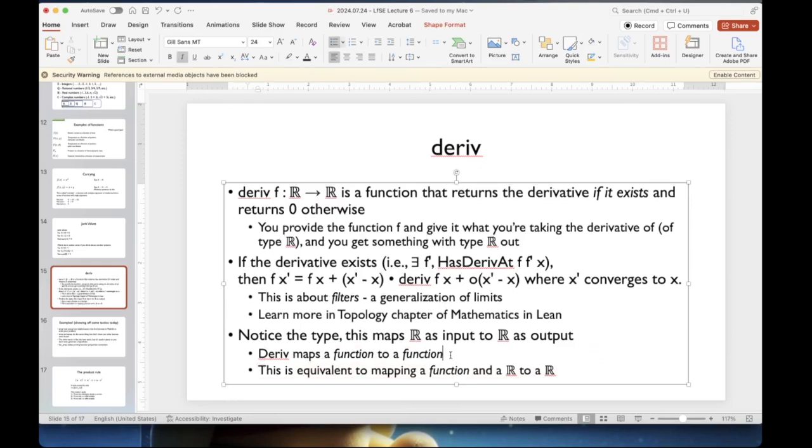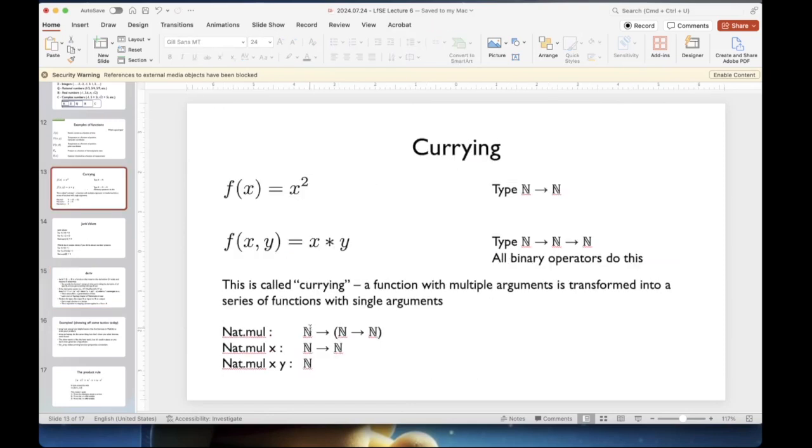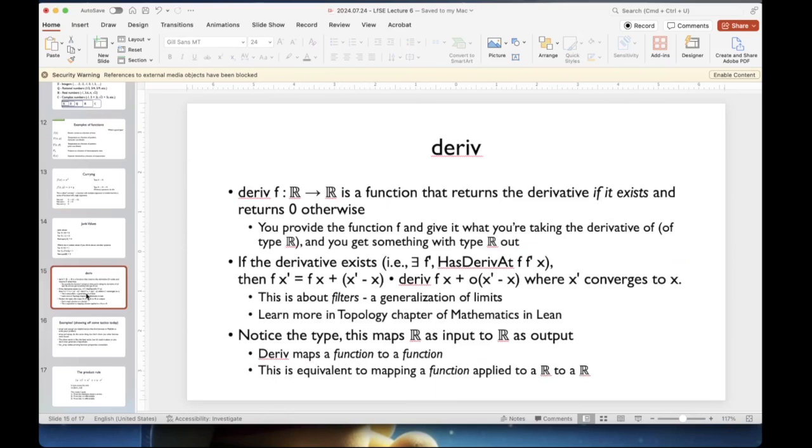So mapping a function to a function is equivalent to mapping a function applied to R to R. Applied to something of type R to a real. Yeah, that's totally the same thing. Mapping n to a function is the same thing as the thing applied to the function mapping to the n. This is just one less step involved. So thank you. That's a great point to end on.